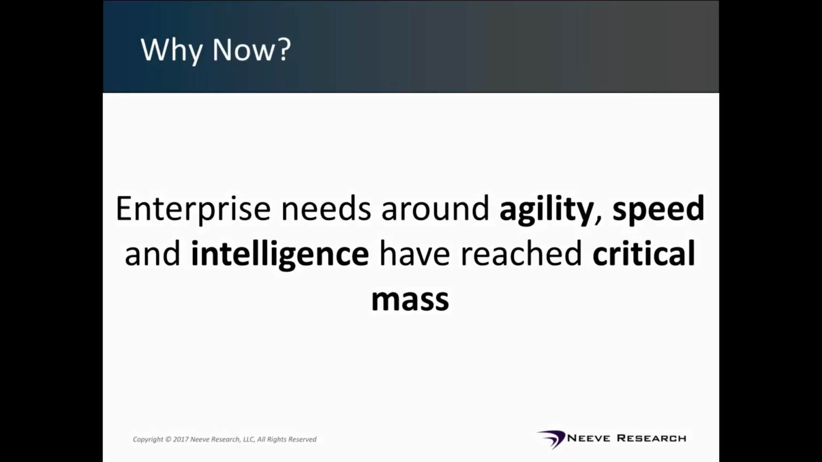So why now? Given all these complexities, given the fact that peer-based distributed computing is hard, why don't we just stick with monolithic systems? Simply said, as I said before, it is because the needs for agility, speed, and intelligence have finally reached critical mass.